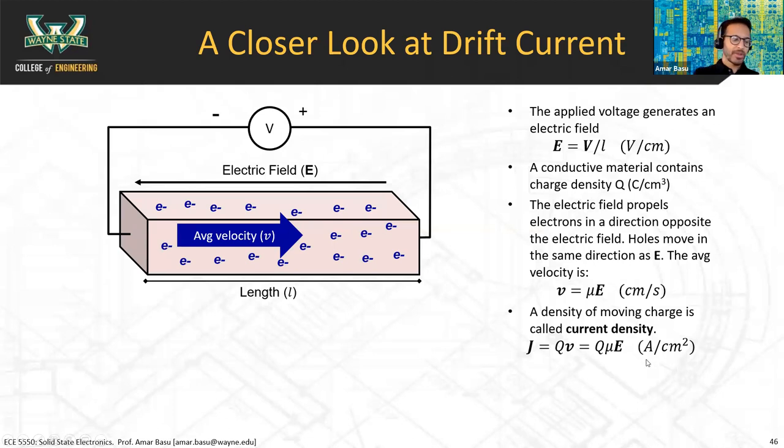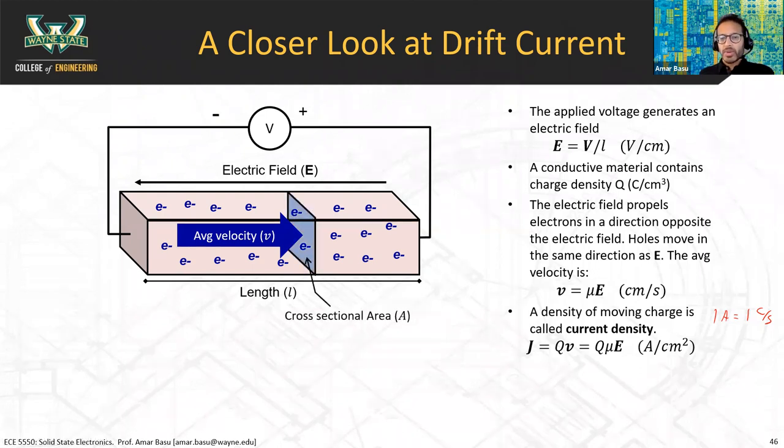Okay, 1 amp, by the way, just to remind everyone, 1 amp is equal to 1 coulomb per second. So amps per centimeter squared is the same thing as coulombs per second per centimeter squared. All right, and so this velocity that we calculated earlier is equal to mobility times the electric field. So the velocity, just plug in the formula for that, mobility times the electric field. So the current density is equal to the charge density multiplied by the mobility multiplied by the electric field.